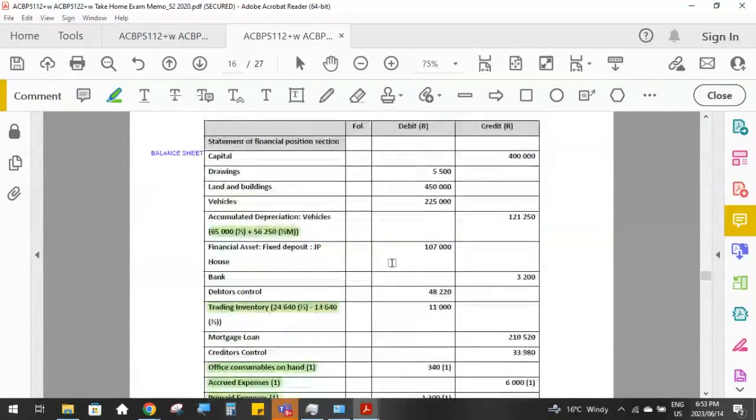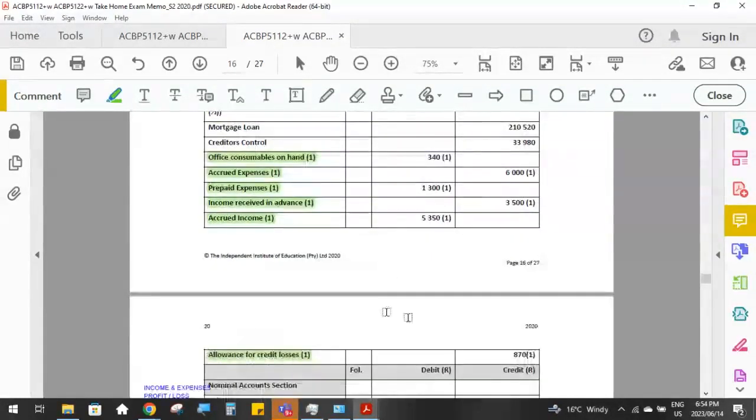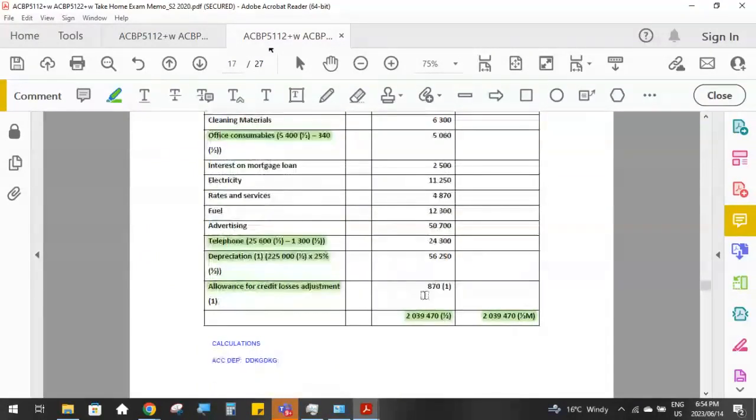Where did it go? I've lost it. Oh, there. Debtors control minus the allowance for credit losses equals my carrying value for debtors. So if I'm to create allowance for credit losses, that has to be a credit balance, which means I've got to debit something else. So create a liability in the balance sheet side for 870 and recognize an expense in the income statement side. Allowance for credit losses adjustment account. Okay.